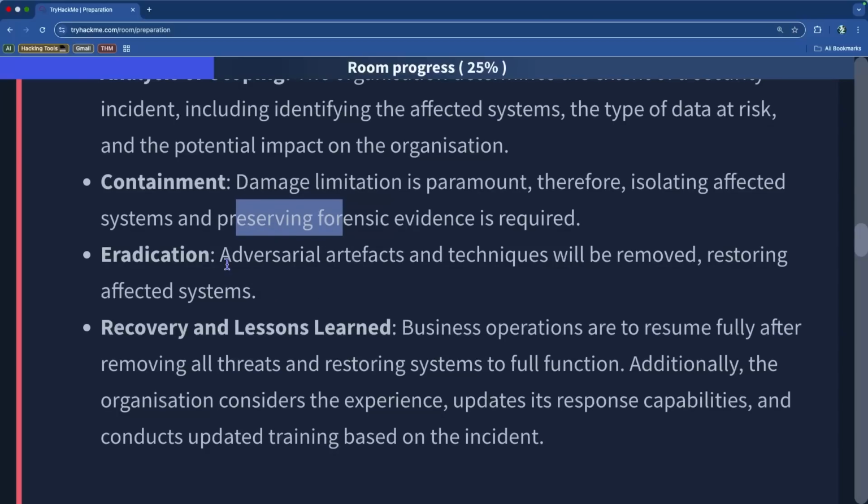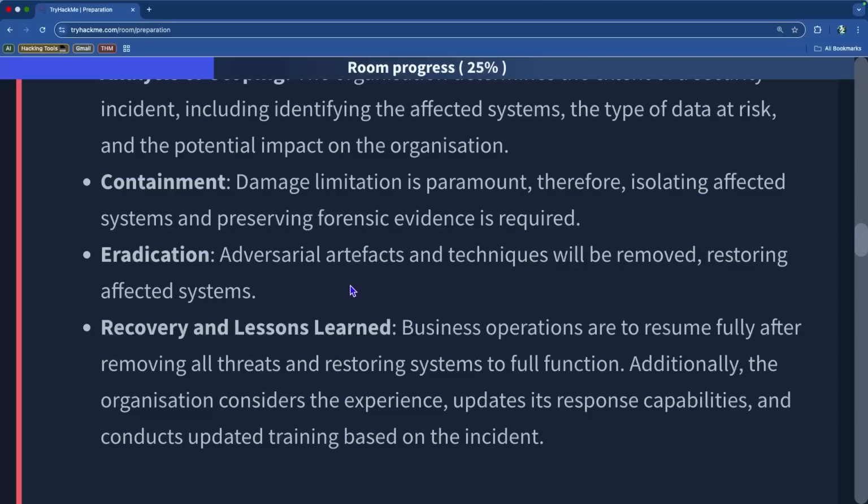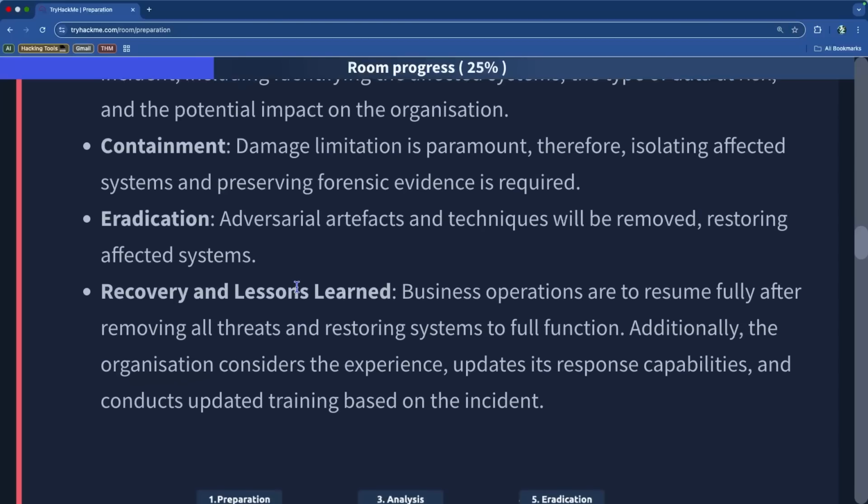And then we have eradication. So once you've caught them, you've contained them, they're isolated, they can't go anywhere else. You need to get rid of them without them causing any extra harm. So all of the adversarial artifacts and techniques should be removed. Ransomware should be deleted, or some kind of malware, anything that they've installed or anything that they've done. All of their traces of hazardous material should be deleted and eradicated.